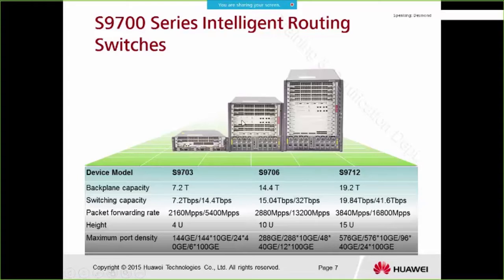And also, their backplane capacity and switching capacity are different. These are the maximum port densities of these 3 types. For the 9712, the maximum ports we can have are 576 GE ports or 24 100 GE ports.